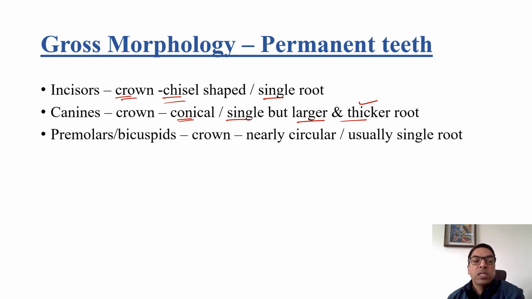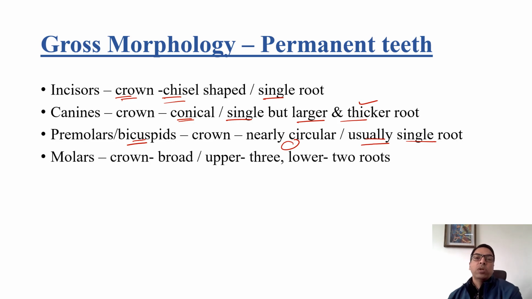Looking at the premolars, they are also called bicuspids. The crown is nearly circular and usually they have a single root. And the molars, if we look at the molars, the crown is broad and upper molars have 3 roots and lower molars have 2 roots. That means except for molars, rest all have a single root.